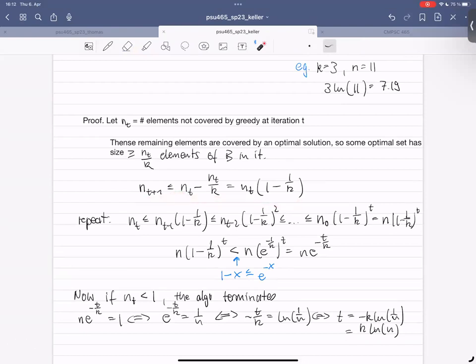So if you look at us after a certain iteration, you have, let's say, nt elements left that are not covered. You know that the optimal solution uses k sets. And since it's a feasible solution, it has to cover all elements, including our nt elements that have not been covered yet. So if these k sets need to cover all these nt elements, there must be one of these sets that covers at least nt divided by k many elements.